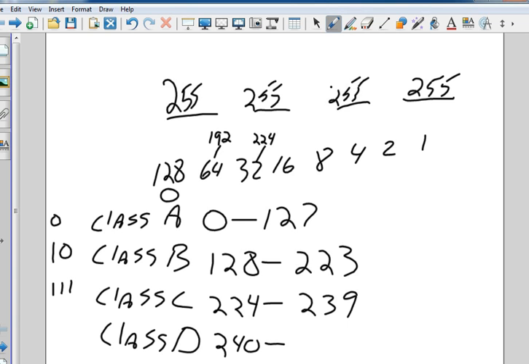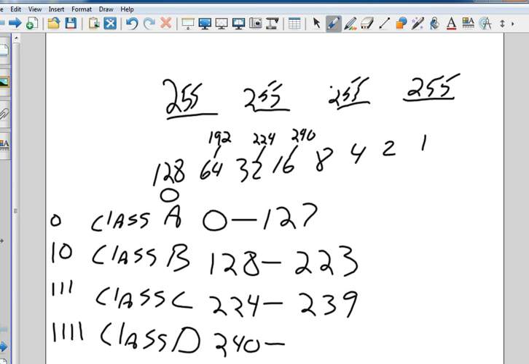So what about a Class D? Well, let's see what 111 equals. Is it safe to say a Class D starts at 1111? So where does it end?